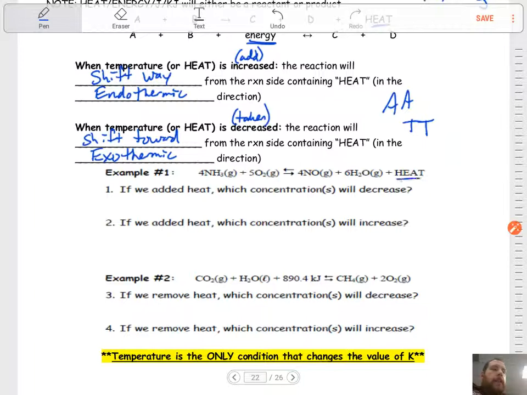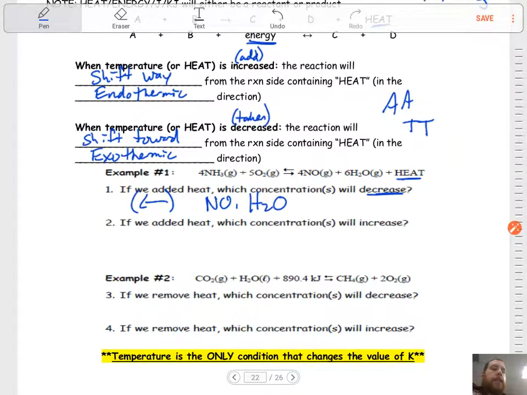So here it is. There's where heat is. If we added heat, that means this is going up. I'm going to go away. So add heat, we go away. That means I'm going to shift away from that, so my shift is to the left in number 1. Which concentrations will decrease? That means everything next to the heat is going to go down. So NO is going to go down. H2O is going to go down as well.